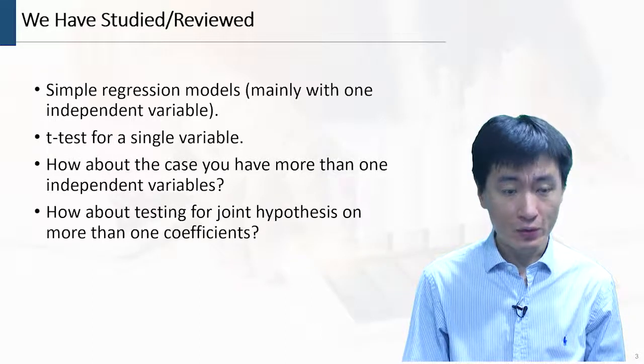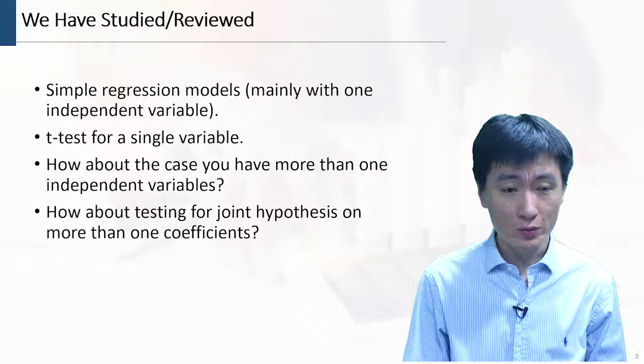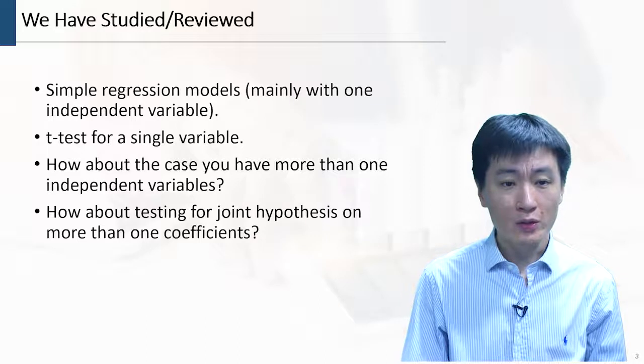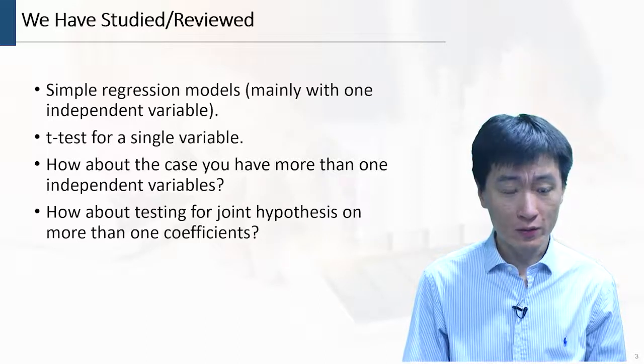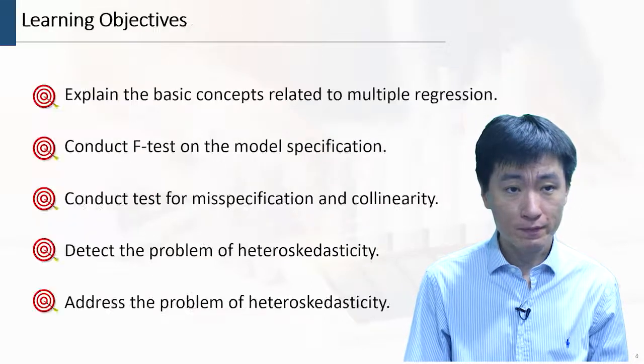And in this chapter, we're going to study what happens in the case when you have more than one independent variable, and how to do the testing for joint hypotheses on more than one coefficient.